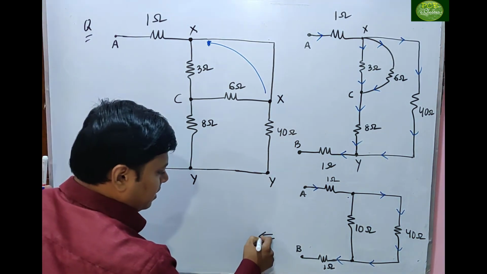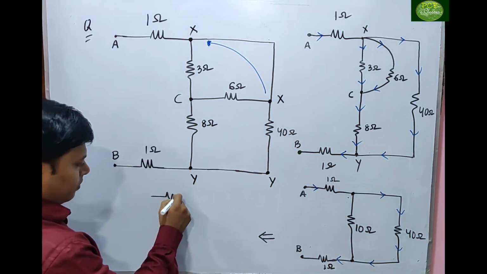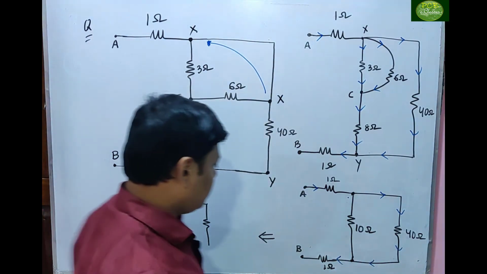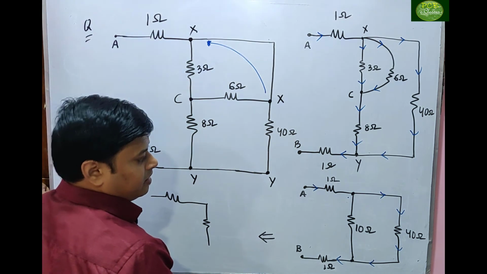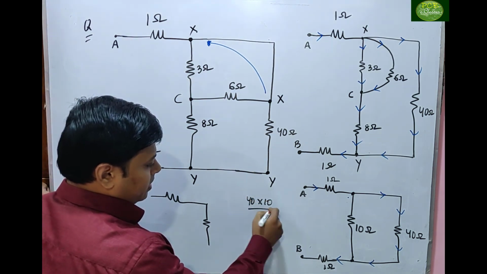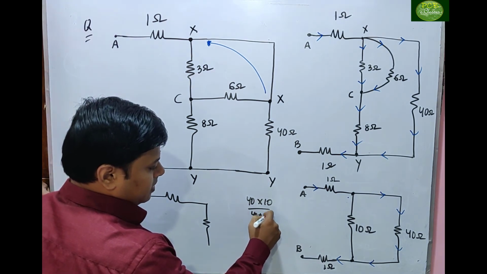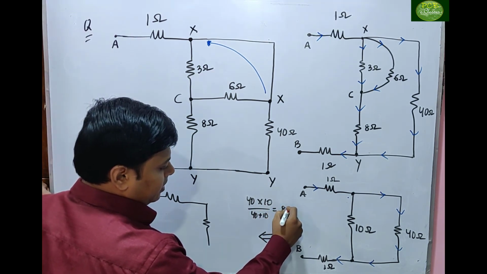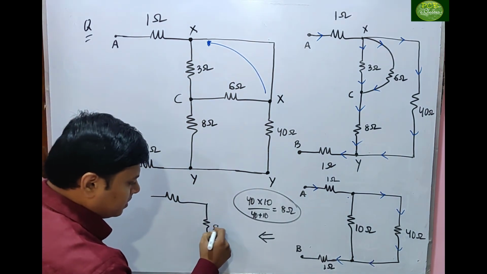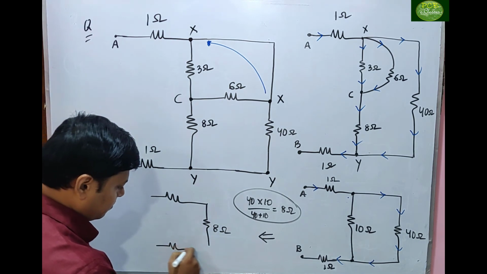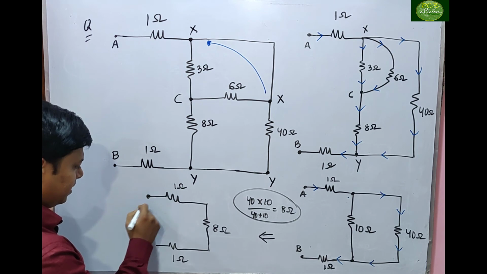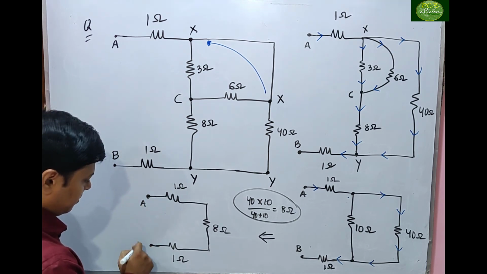So what will be the equivalent? I'll be writing down 1 ohm, 40 parallel 10. What is that? 40 parallel 10? 40 into 10 divided by 40 plus 10. So we will be getting as 8 ohm. Clear? So can I write down this one as 8 ohm, 1 ohm, 1 ohm, this is the A point, this is the B point.